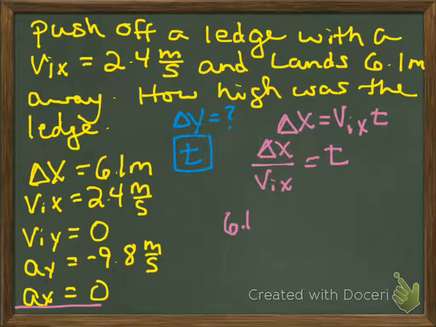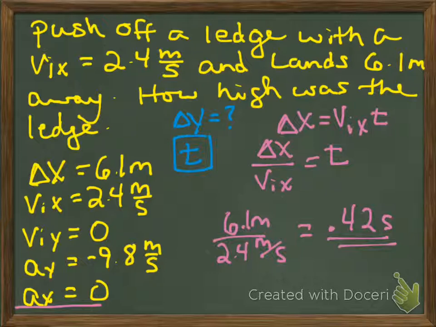So I have 6.1 meters divided by 2.4 meters per second. And it looks like we have a pretty long time here. We have 6.1 divided by 2.4. And that gives us a time of 0.42 seconds. Now we have our time. We can go ahead and put that in my delta Y equation.